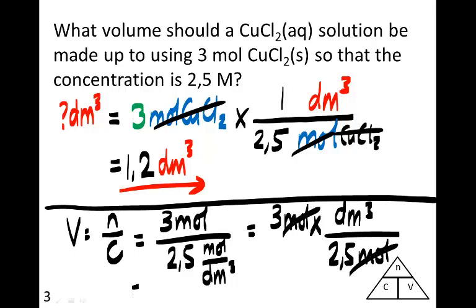You could have just realized, of course, the unit is going to come out right, but it's always safer just to check. And you could have just said 3 divided by 2,5, which is 1,2, and then you just know that the unit must be decimeters cubed.